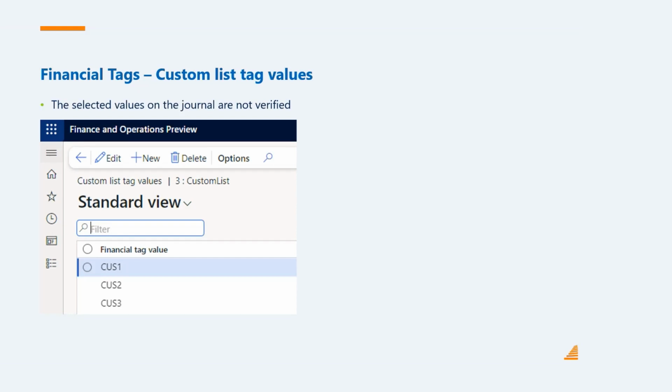For custom list, like I mentioned before, there's a separate page that we have. It's called custom list tag values. So it's just one field. You just enter different values that you want to see. But once again, you can enter whatever you like. It's just for the lookup, basically.